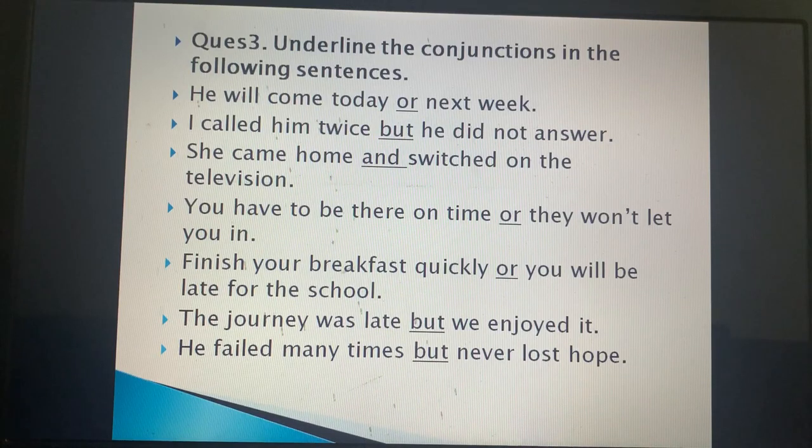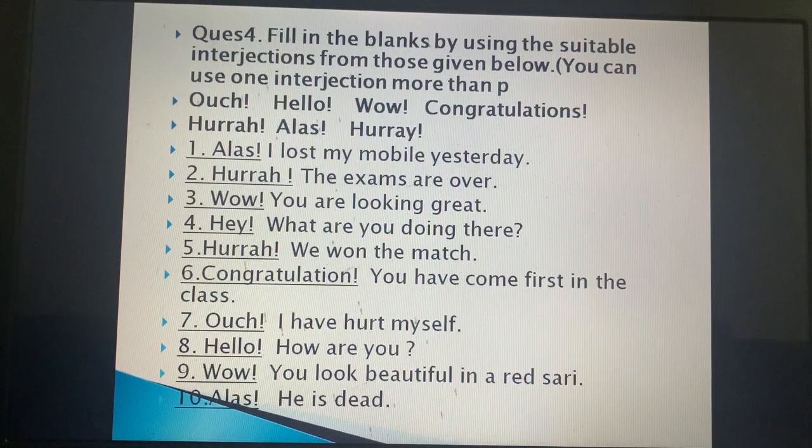And you have to be there on time or they won't let you in. तुम्हें वहाँ पे समय पर होना पड़ेगा, नहीं तो वो तुम्हें नहीं आने देंगे. Choice is yours. Or conjunction. Finish your breakfast quickly or you will late for the school. Journey was late but we enjoyed it. He failed many times but never lost hope. So these are the conjunctions which I have underlined for you.